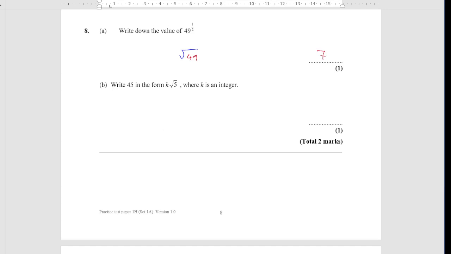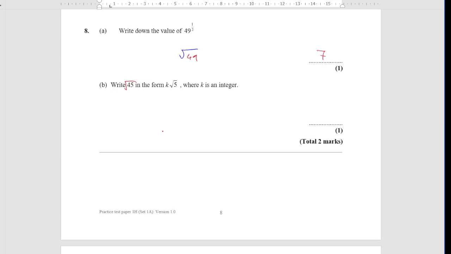And part B, write 45 in the form k root 5, where k is an integer. Well, I'm telling you straight away that should have said the square root of 45. So there's a misprint in that. So apologies for that. Those of you who've been thrown out with that before watching the video, that should be root 45.